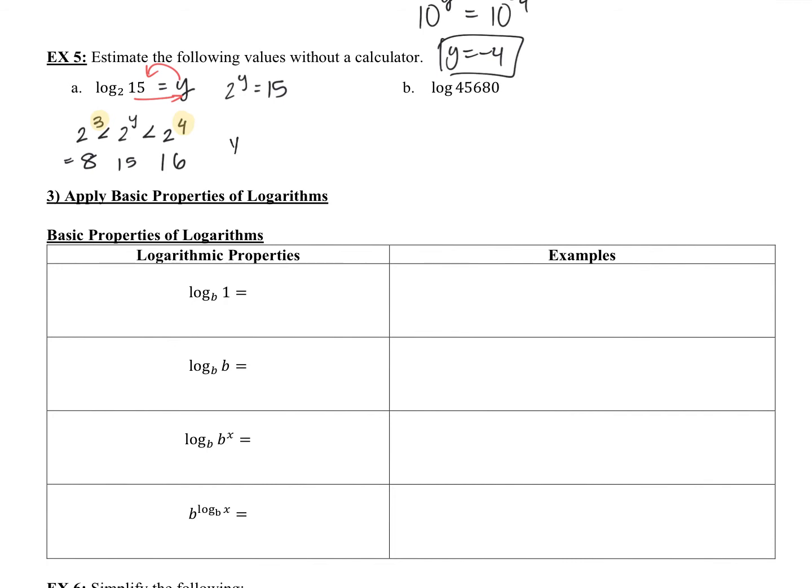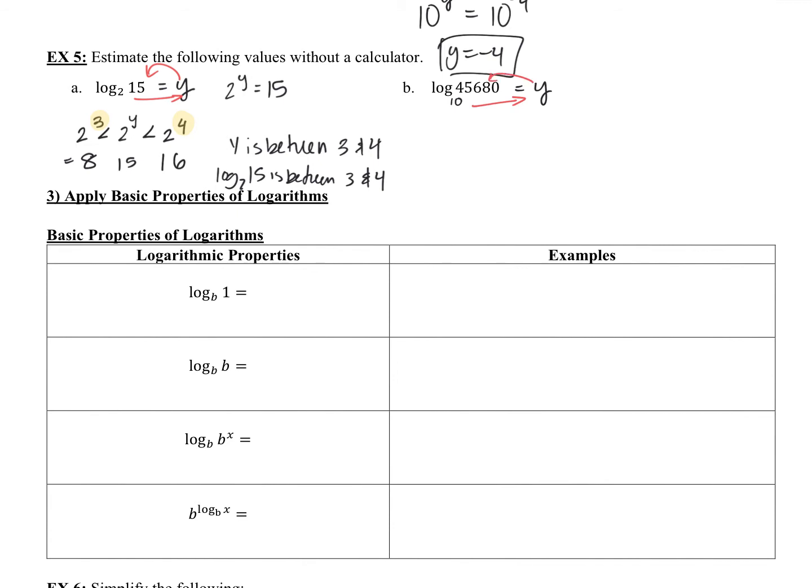So we'll say y is between 3 and 4, which then means log base 2 of 15 is between 3 and 4. We don't know which one it is exactly, but we're just estimating. Let's do the same for the next one. This, remember, is the log base 10. We'll go ahead and set that equal to y. And then change to exponential.